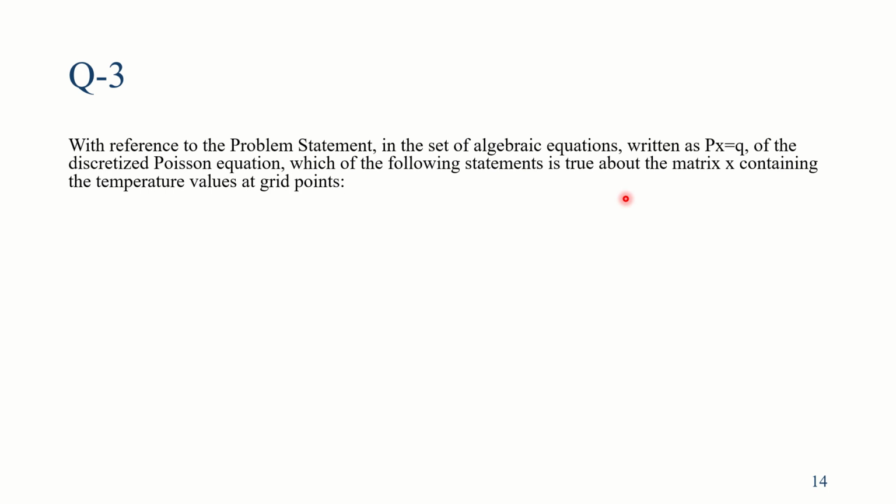Yes, let us continue now. With reference to the problem statement, in the set of algebraic equations written as Px is equal to Q, the discretized Poisson equation, which of the following statements is true about the matrix X containing temperature values at grid points?